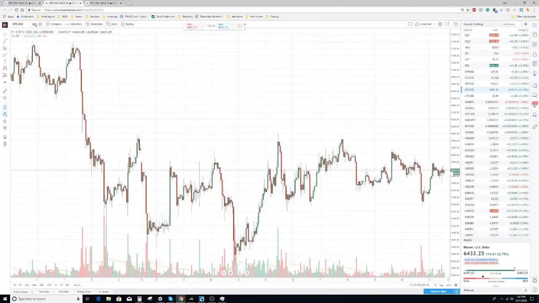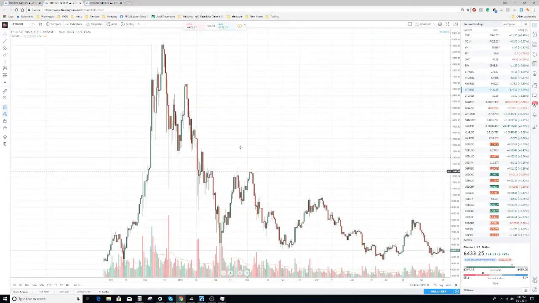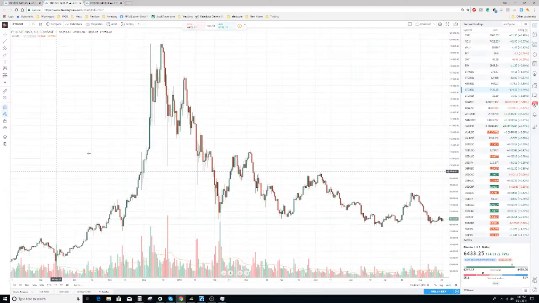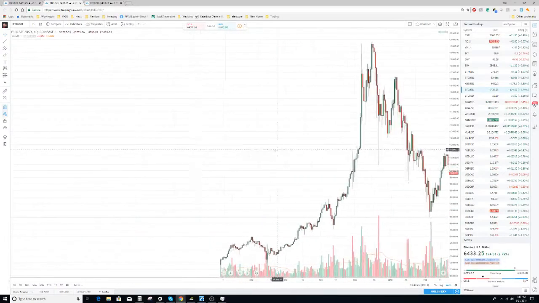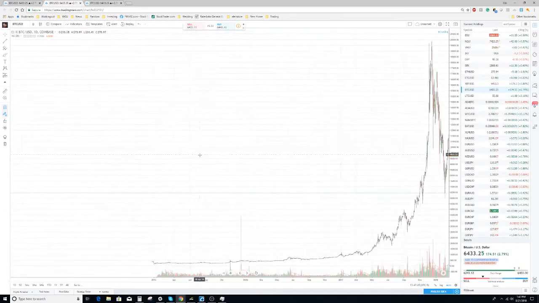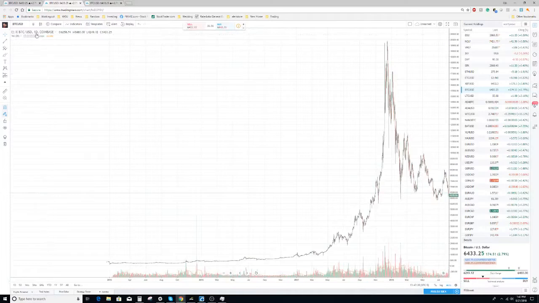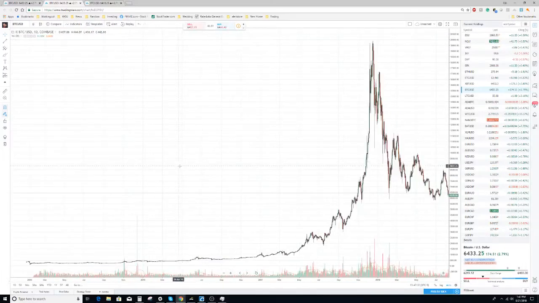Here's what we want to do. We want to go to a daily chart. Very important that we go to a daily chart. And I'm using Coinbase for this, the Bitcoin dollar Coinbase pair.